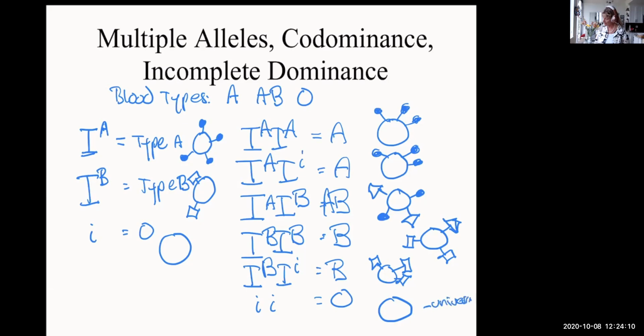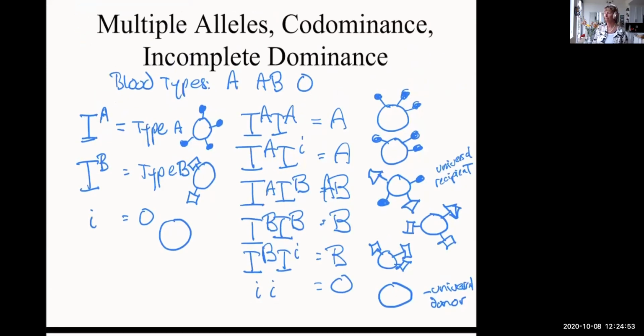Which is a universal recipient? Which individual could get any blood type? AB. Yeah, universal recipient. And the universal recipient has two different alleles, but they are co-dominant, which means that both alleles are expressed and both phenotypes are expressed. So that's a case of multiple alleles and co-dominance.